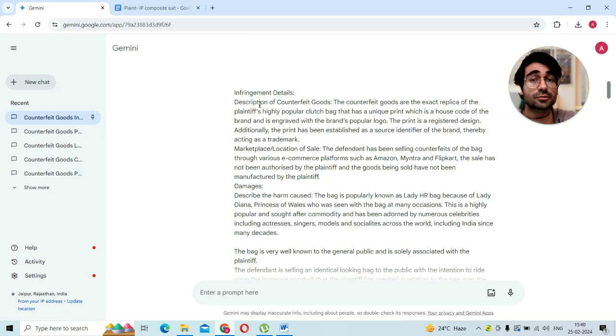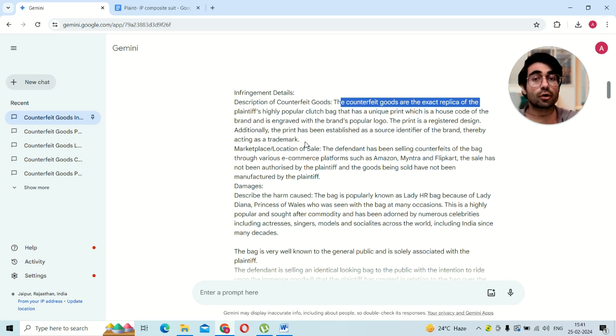Then, description of counterfeit goods. So I specified over here that the counterfeit goods are an exact replica of the plaintiff's highly popular clutch bag that has a unique print, which is a house code of the brand and is engraved with the brand's popular logo. The print is a registered design. Additionally, the print has been established as a source identifier of the brand, thereby acting as a trademark. Very important. What I'm doing over here is claiming that my client has design rights with respect to the print which is on the bag, right? It is a registered design.